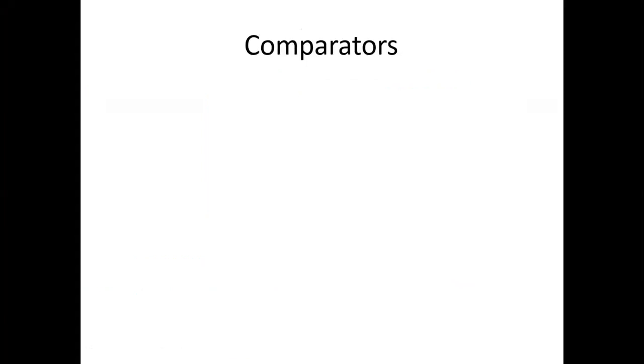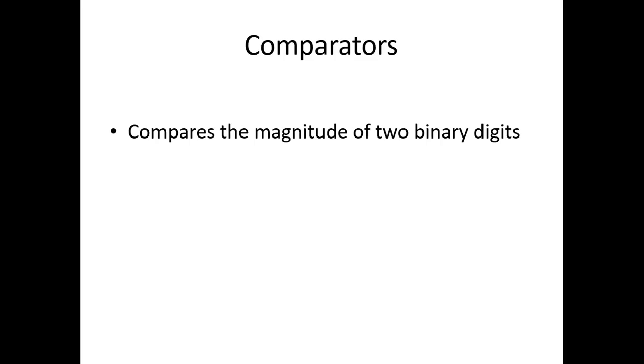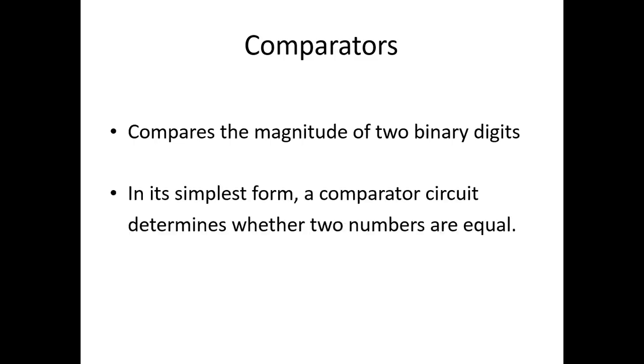Okay, so we will continue with another combinational logic function, which is a comparator. A comparator basically compares the magnitude of two binary digits. In the simplest form, a comparator circuit determines whether two numbers are equal. That is what it does. It can also determine whether one number is greater or less. It can do that as well.